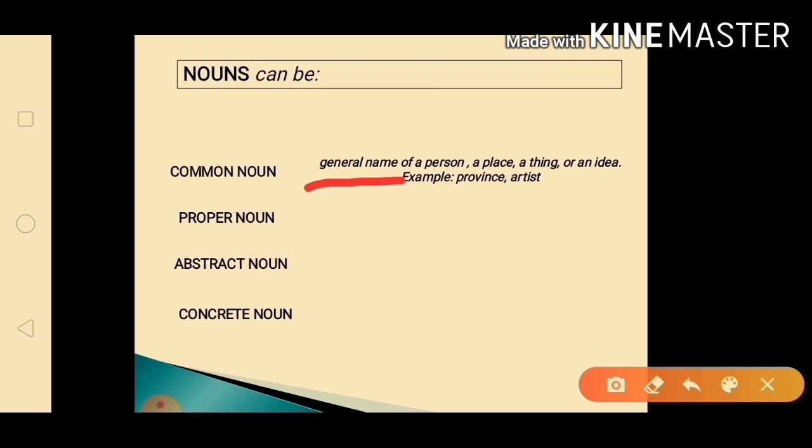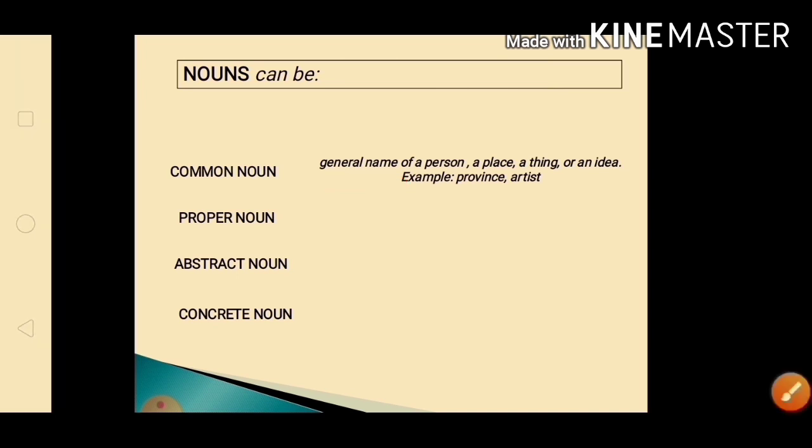For example, province. The word province is a common noun because we do not know what province we are talking about. Hindi natin alam kung anong probinsya ang tinutukoy natin. That's why it's a common noun. Another example, we have artist. The reason why artist is an example of a common noun is because we didn't know who the artist is that we are talking about. Tama? So that is a common noun.